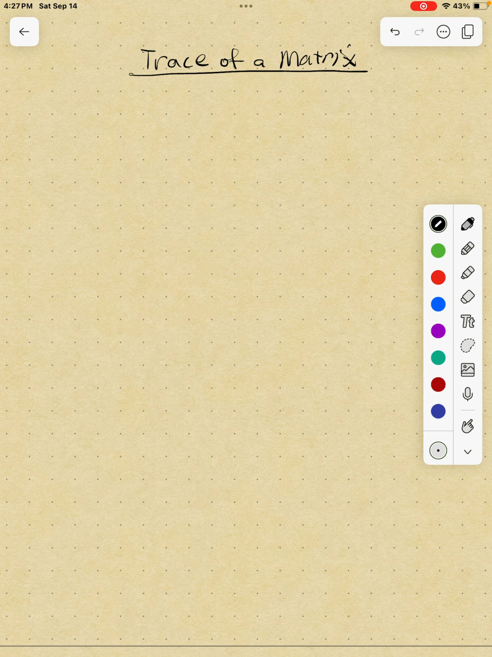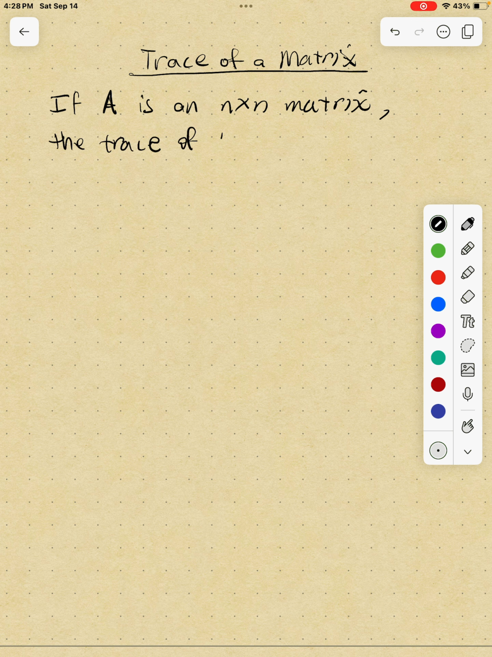Okay, in this video we're going to talk about the trace of a matrix. So let's say that you have an n by n matrix A. A is an n by n matrix. So this is for square matrices. The trace of A is defined to be the sum of the diagonal entries.